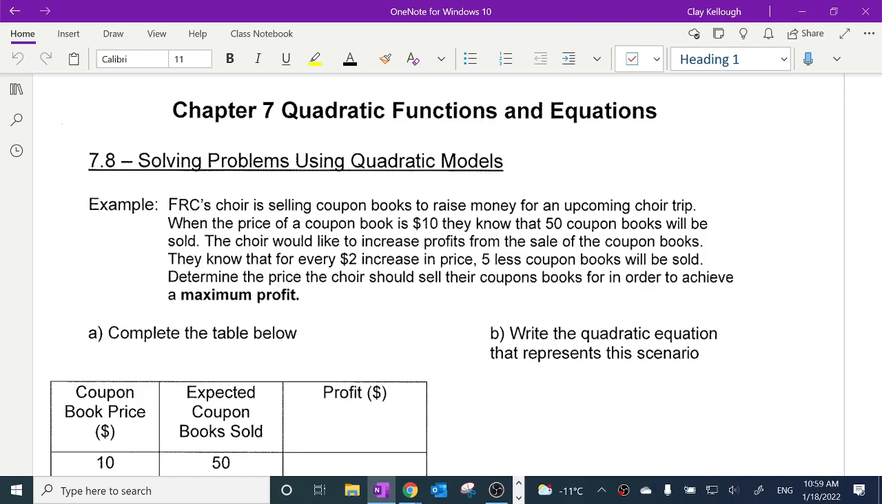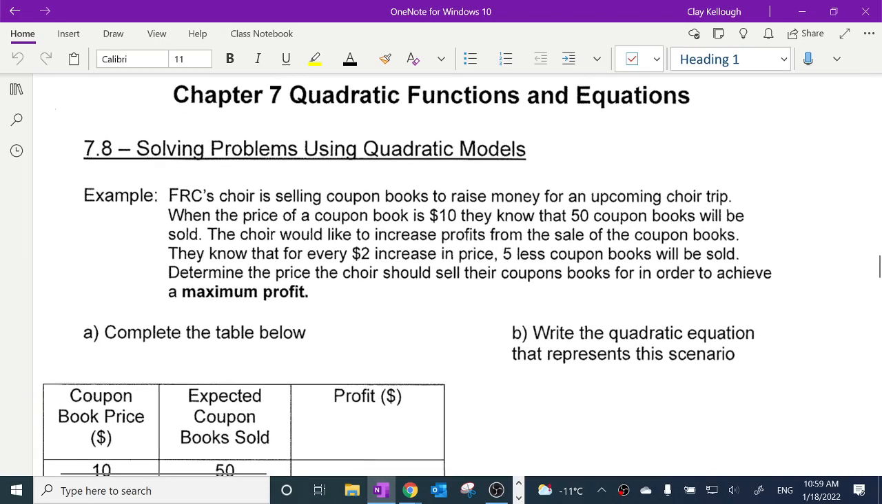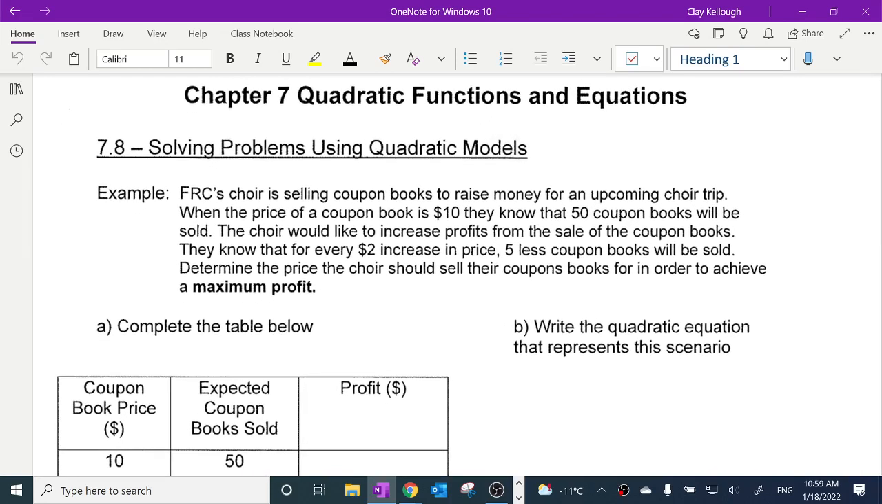So check out this first example. FRC's choir is selling coupon books to raise money for an upcoming choir trip. When the price of a coupon book is $10, they know that 50 coupon books will be sold. The choir would like to increase profits from the sales of the coupon books. They know, I guess they've done research in the past, or they've just been doing this so long that they have old data. They know that for every $2 increase in price, 5 less coupon books will be sold.